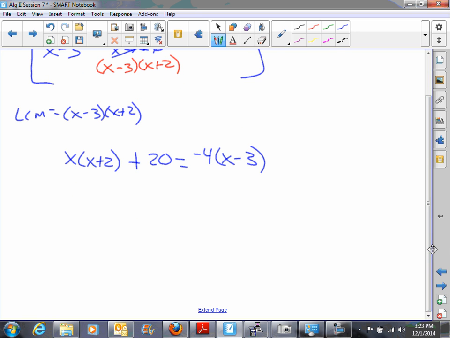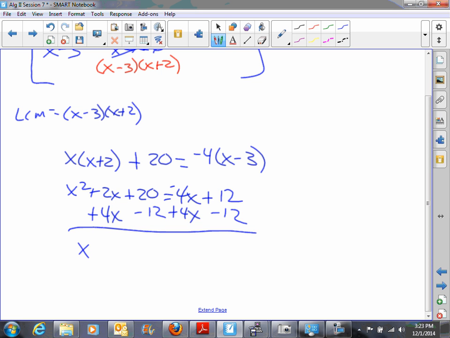We've got x squared plus 2x plus 20 minus 4x equals negative 4x plus 12. Okay, and when we add 4x to both sides, this is a quadratic equation, so we have to solve by getting everything to one side and subtract 12 from both sides. We get x squared plus 6x plus 8 equals 0.